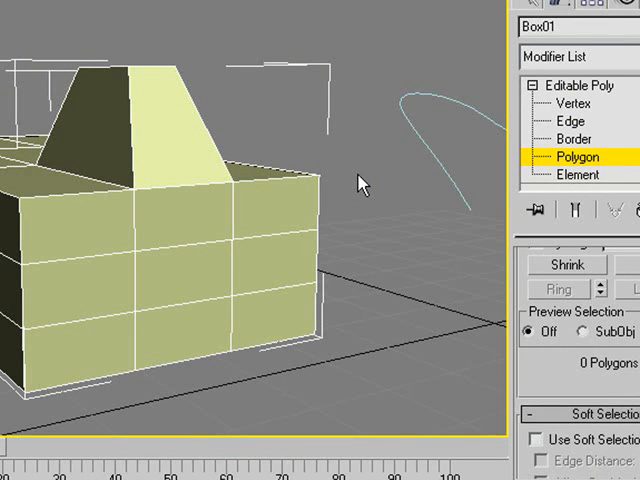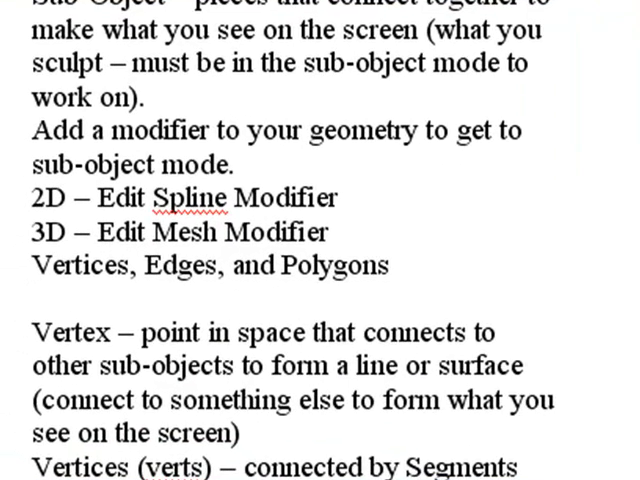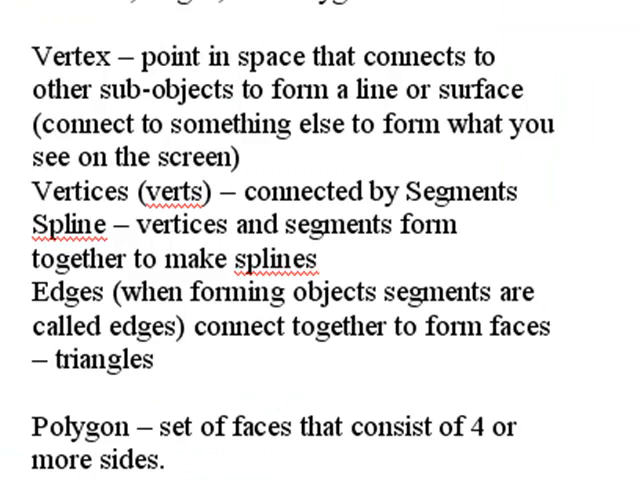So that's kind of an introduction to the bases or sub-objects of editing boxes in 3ds Max. Just totally essential to the whole process is this idea of getting to the sub-level and putting a modifier on to do that with. So we're ready to go.